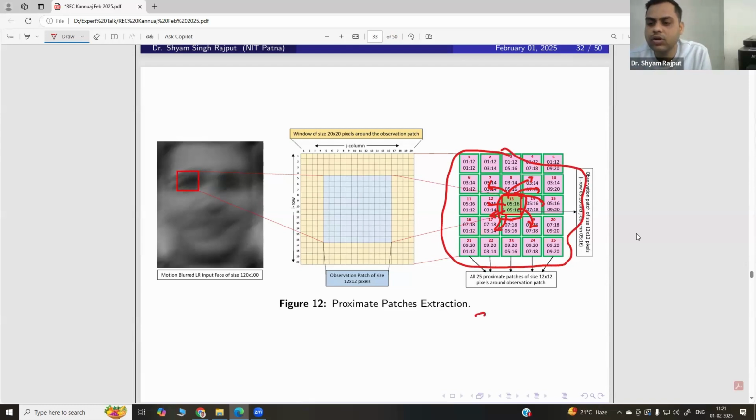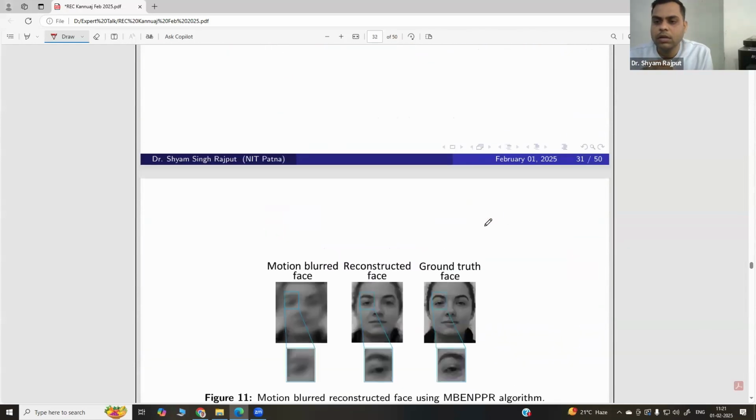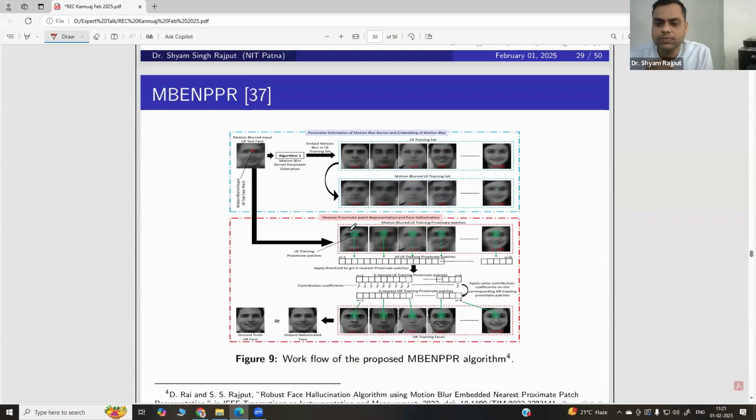We are considering 25 proximate patches in the calculation. It helps in retrieving information from the surrounding patches, because the required information is not available at the same position due to the motion blur. This is represented here. This window shows that not only the same position, we are also considering surrounding patches. Here the vector size is much larger compared to the position patches, because we extract 25 patches from one image, and if 360 images are there, the size of the vector is much higher and the number of weights is also larger in this scenario.